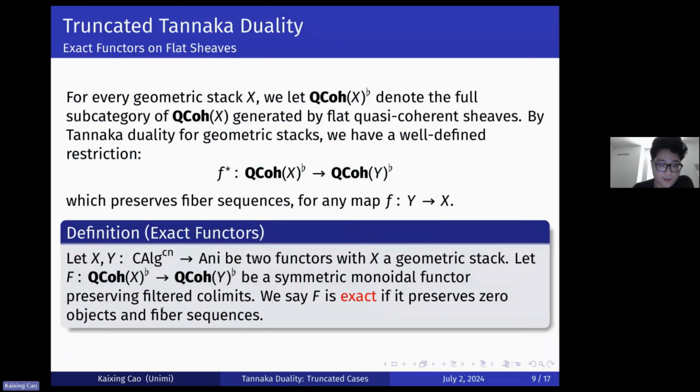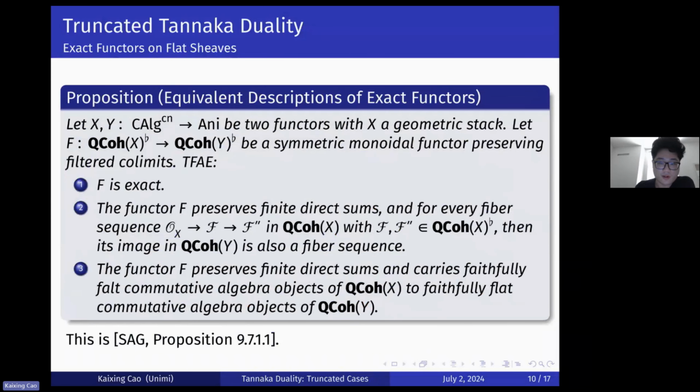because in higher categories, we should replace exact sequences with fiber sequences, and preserving fiber sequences just means exactness. Now there are some equivalent descriptions for the exact functors, but we won't use them later. It's also just to preserve good things, like direct sums and good fiber sequences. Then we can show that f is exact.